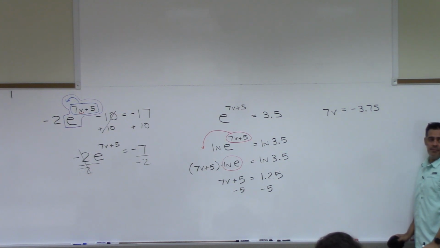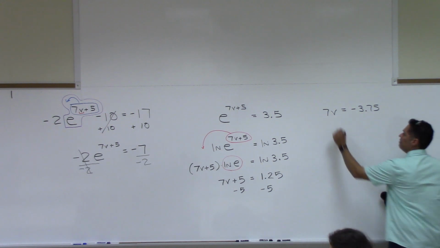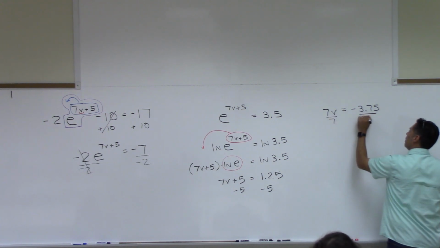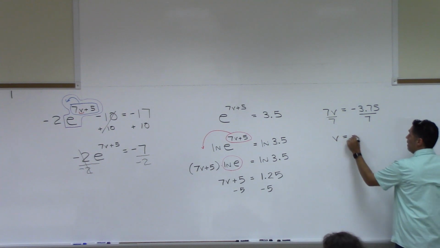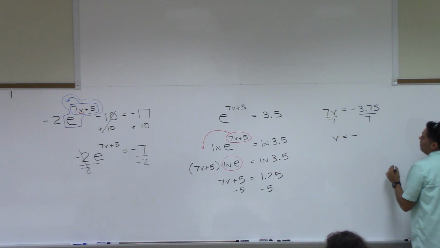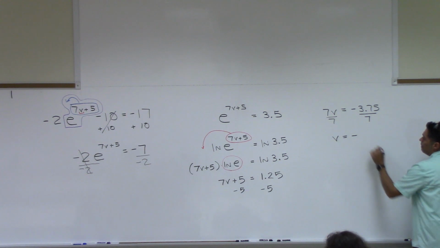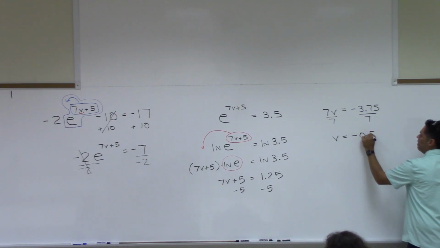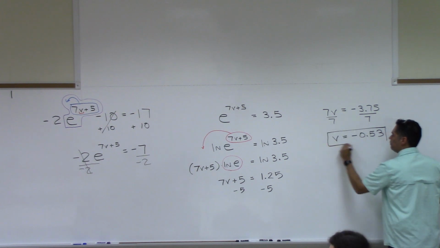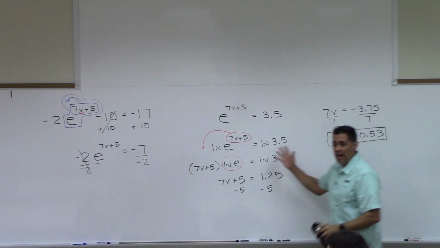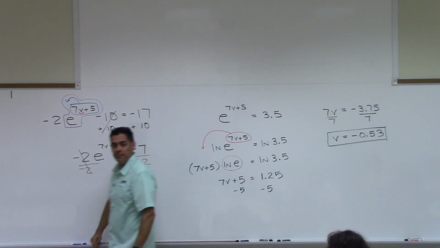Final step, divide by 7. v equals, we're going to get a negative answer here. What do we have? Negative 0.53-ish, somewhere around there. There you go. That's as bad as they'll get, right there.